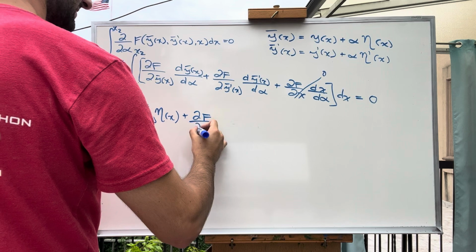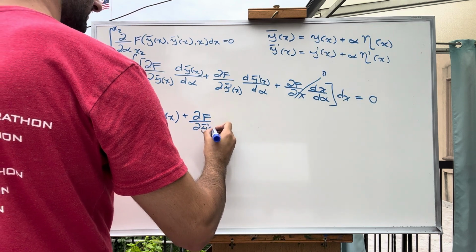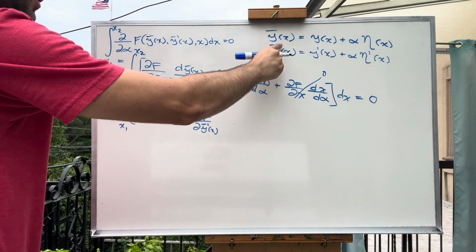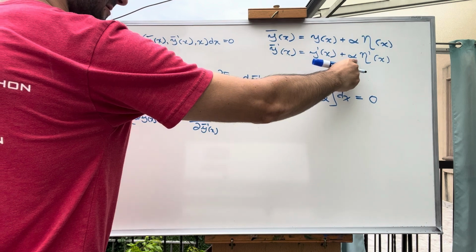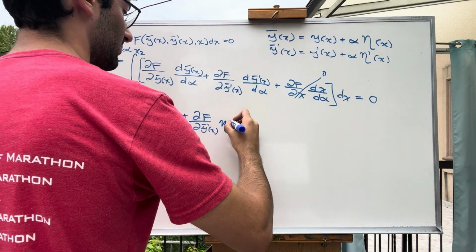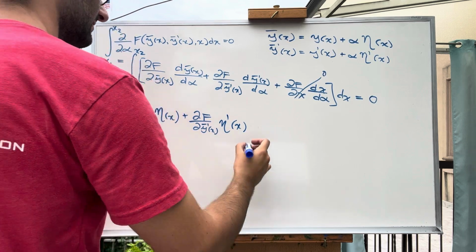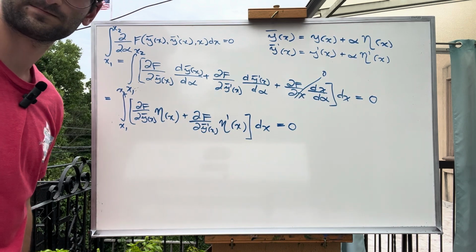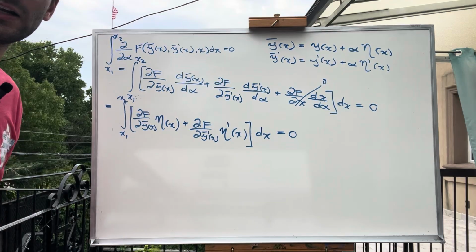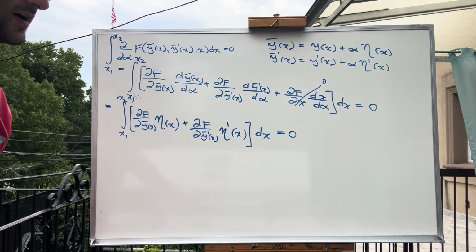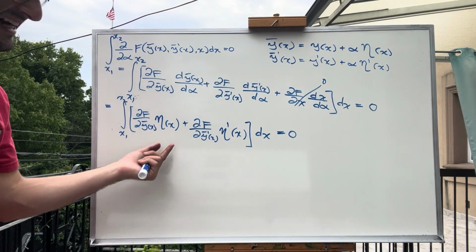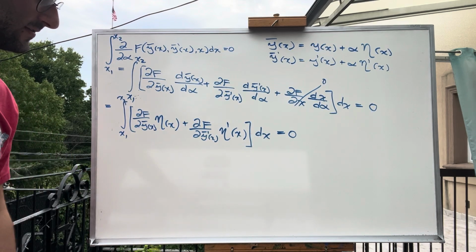Del f del y bar prime of x. And the derivative of y bar prime of x with respect to alpha is simply eta prime of x dx, set equal to 0. In order to make use of the form that we have just derived, we want to represent this integrand in terms of eta of x, not eta of x and its derivatives.